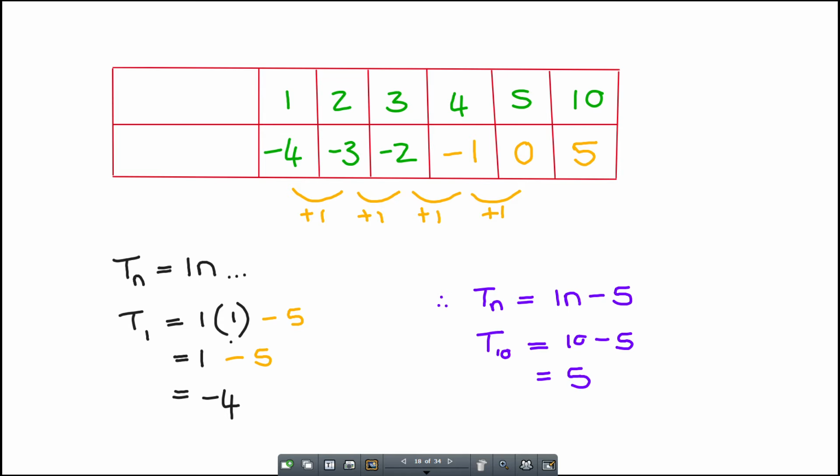You fine with that? Yes, ma'am. Okay. Now to get the general rule, I'll use term n is equal to 1n, or just n, and then minus 5. So to get term 10, I said 1 times 10, which gives me 10, minus 5. So that gave me 5. Any questions? No, ma'am.